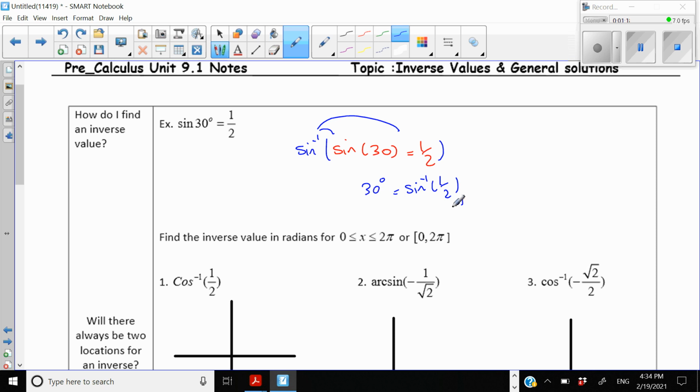So whenever you see an inverse function, that is basically an angle measure.